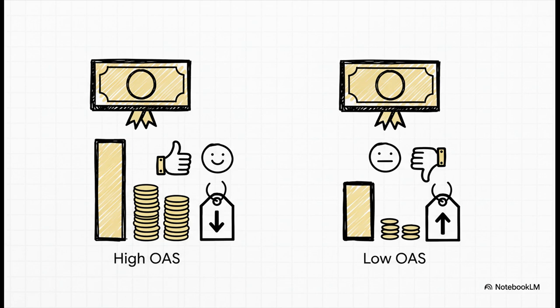Now, for the exam, this is what you really need to know. You use OAS for relative value. It's a simple rule of thumb. If you're looking at two similar bonds, same credit quality, same maturity, the one with the bigger OAS is probably the cheaper one, the better deal. A smaller OAS suggests you might be overpaying.